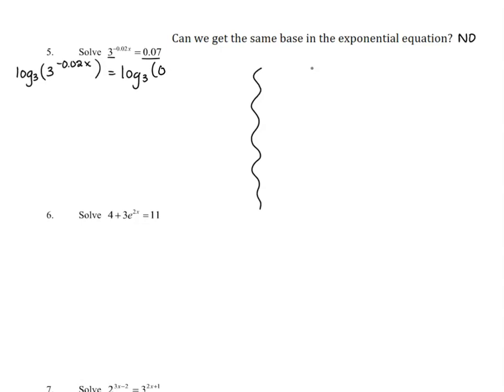We start example 5 by asking ourselves the same question. Between 3 and 0.07, can we get the same base? And the answer is no. Because we cannot get the same base, I'm going to take a logarithm on both sides of this equation. I'm going to show 2 different ways you could do this. You may be thinking, oh, I'm going to choose to use log base 3 on both sides of this equation. That's a very good choice, especially considering that the base of the exponential is 3.